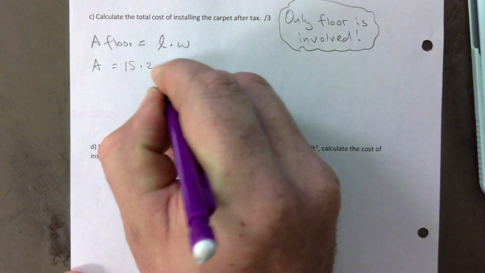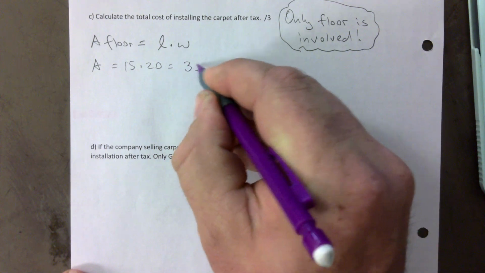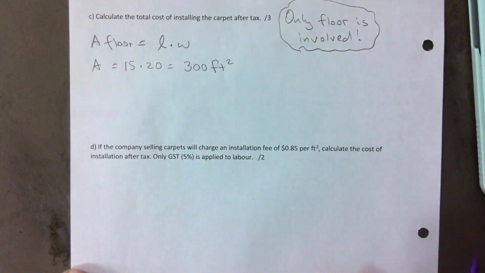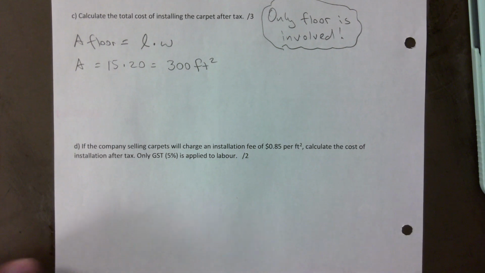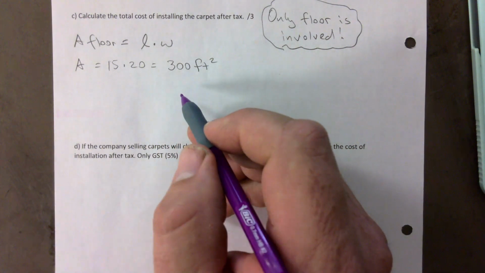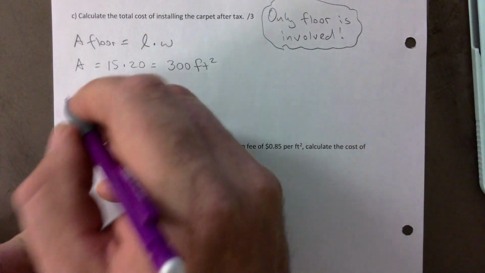15 times 20. So that's 300 square feet. It says the cost. Okay. What do the rolls come in? By the way, no cans here, right?